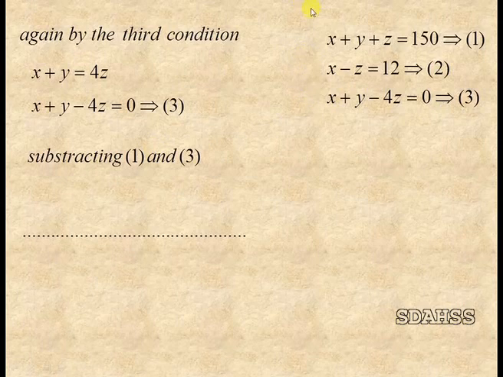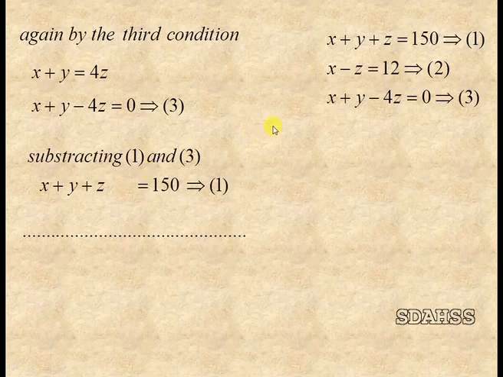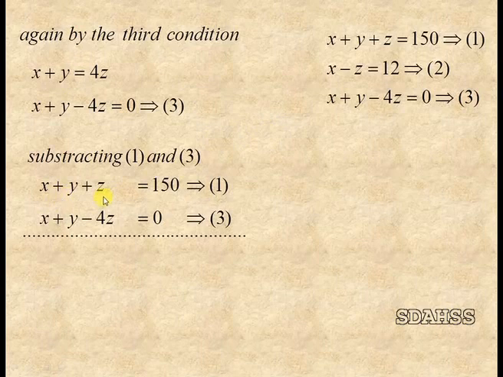Now look at all the 3 equations. In the second equation there is no y variable. So you have to take the first and the third equation and solve them. Subtract 1 and 3. First equation is x plus y plus z is equal to 150. The third equation is x plus y minus 4z is equal to 0. Subtract.